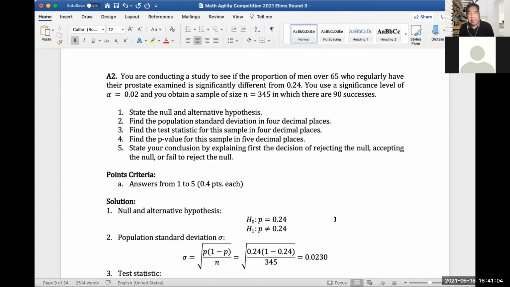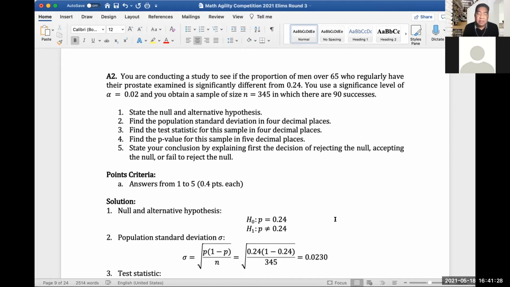So you are conducting a study to see if the proportion of men over 65 who regularly have their prostate examined is significantly different from 0.24. So you use a significance level of alpha equals 0.02 and you obtain a sample size n equals 345 in which there are 90 successes.